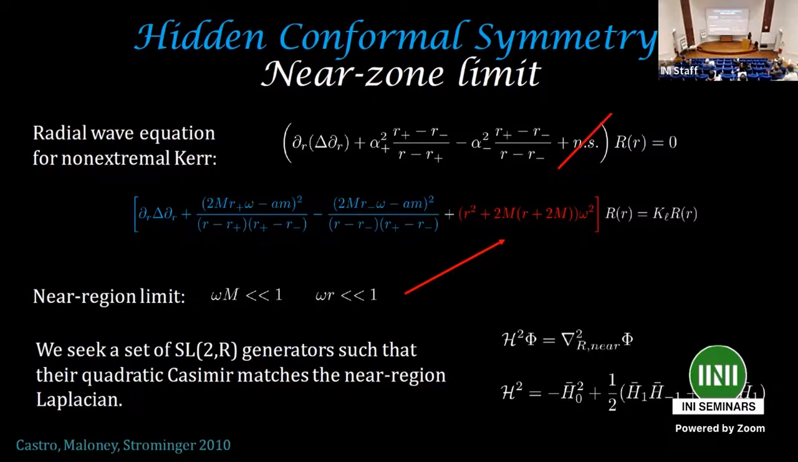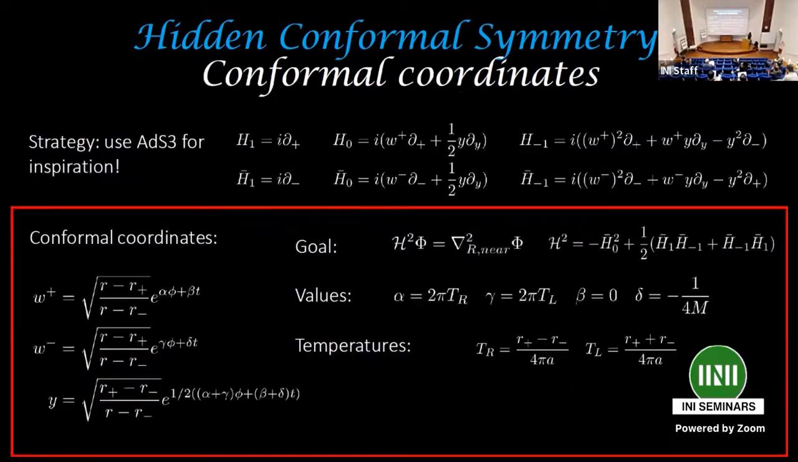Okay, and so if I'm allowed to drop this term, what do I have? We're using AdS3 for inspiration. I can make a wise selection of these conformal coordinates. I know that I have two Killing directions, phi and t, so I can put them here. I know from experience with things like the BTZ black hole that this is the form that these ought to take, radially at least. And so yet again, the goal is to find this coordinate transformation and match it onto my near region Laplacian.